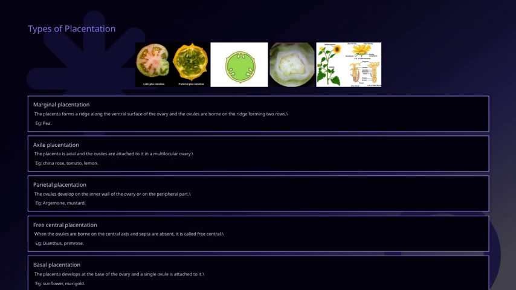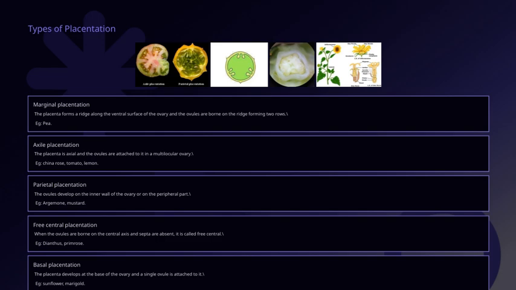First, we have basal placentation, where the placenta develops at the base of the ovary, and a single ovule is attached there. An example of this is sunflower or marigold. Next, we come to free central placentation, which occurs when the ovules are borne on the central axis of the ovary, and there are no septa dividing it. Dianthus and primrose are good examples of this type. Moving on to parietal placentation, here the ovules develop on the inner wall of the ovary or on its periphery. Examples include China rose, tomato, and lemon.